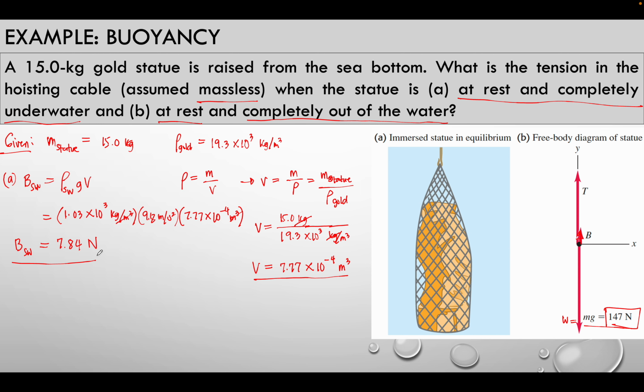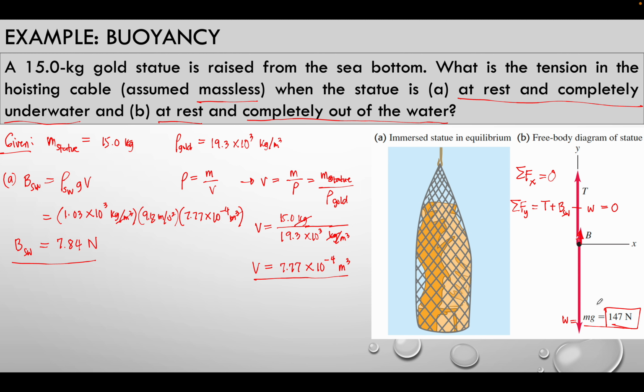As for the tension, let us go back to our free body diagram. As you can see, we don't have any forces along x, so the sum of all forces along the x is equal to 0. For the sum of all forces along y, on the positive y we have the tension plus the buoyant force in seawater minus the weight, which is equal to 0.